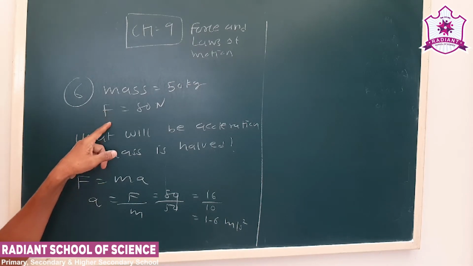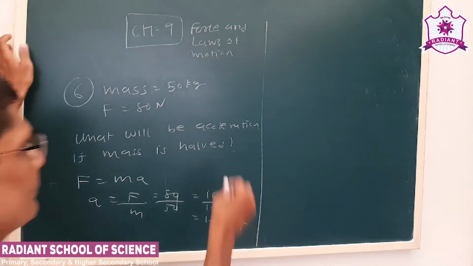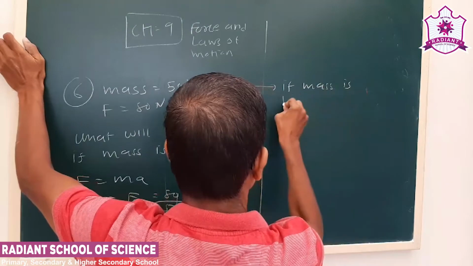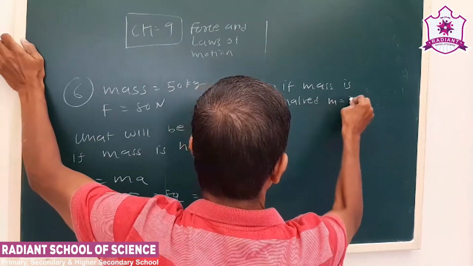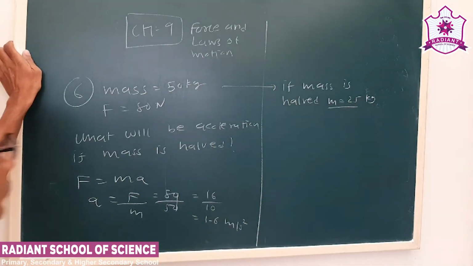The force is 80 Newton, mass is 50 kg, and acceleration is this. Now if the mass is halved, it will become 25 kg. The force remains the same.